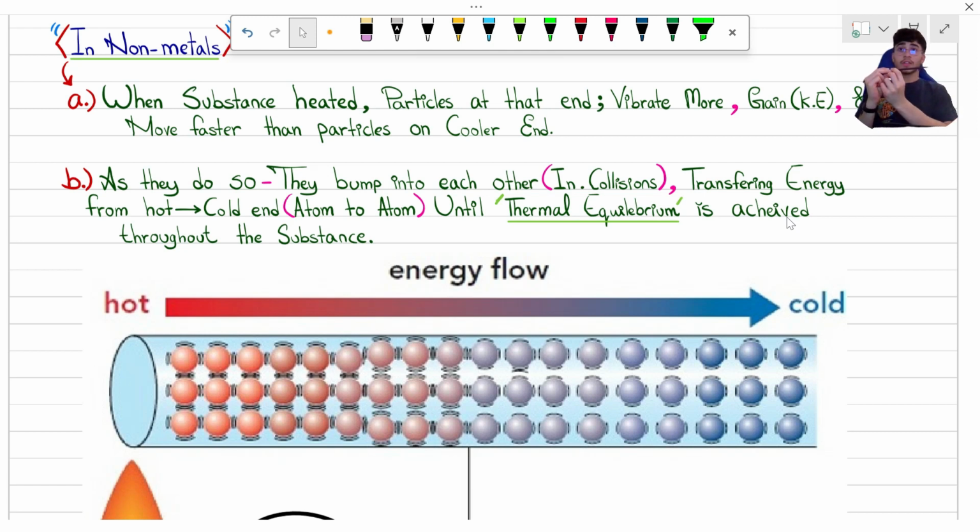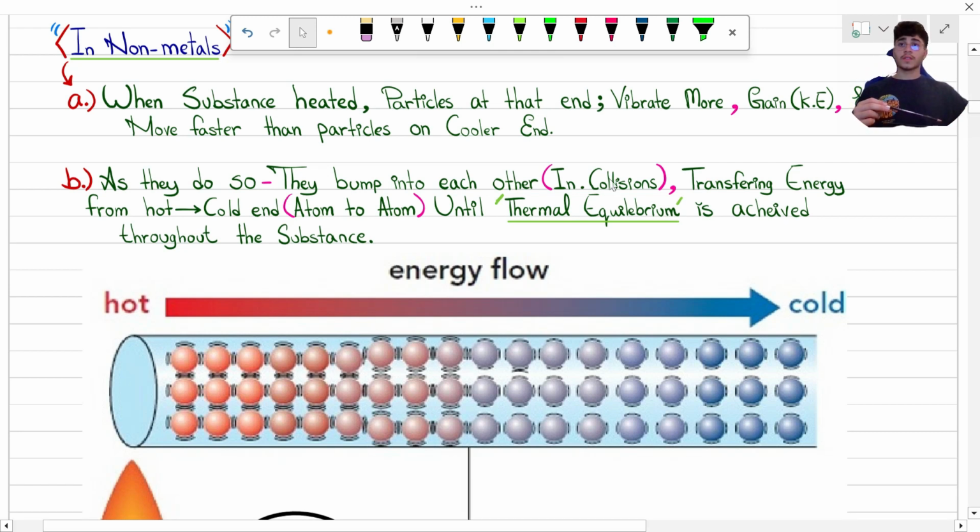So the particles at this end are going to vibrate much more. As they start vibrating, the particles are going to start bumping into each other in collisions. The particles here are going to bump into the particles here, and those will bump into the particles here, and here, and here. These collisions will eventually transfer energy from atom to atom to atom until thermal equilibrium is achieved throughout the whole substance, until the heat energy applied here is passed on to the cooler end from atom to atom due to the number of collisions and the high amount of kinetic energy we applied here.